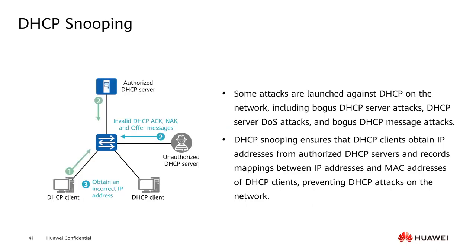The next one is DHCP snooping, which is used to defend the network from DHCP attacks, like an unauthorized DHCP server. It gives invalid DHCP ACK, NAK, and offer messages to the client who really wants an IP address.